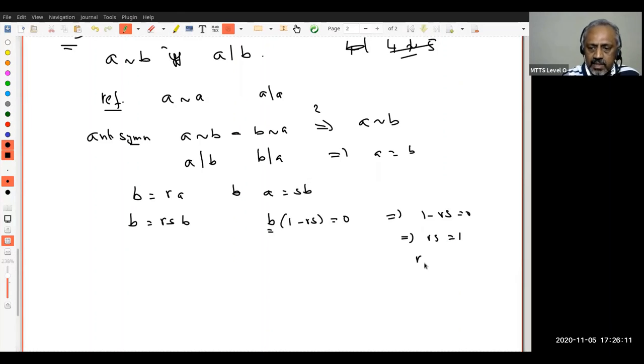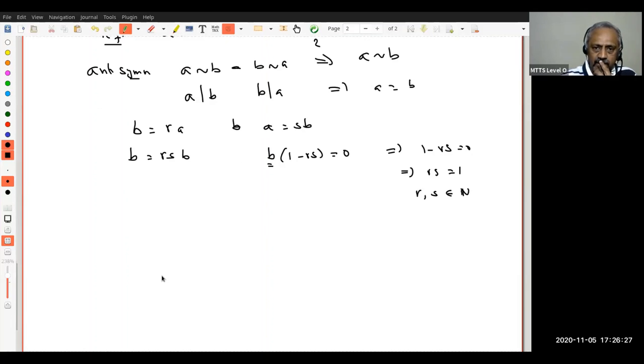Where are r and s? r and s are in natural numbers. So the product of these two natural numbers is 1. When does it happen? If and only if r equals s equals 1. That means b equals a. You understand this? Okay, right. You follow this? Okay, let me repeat this.